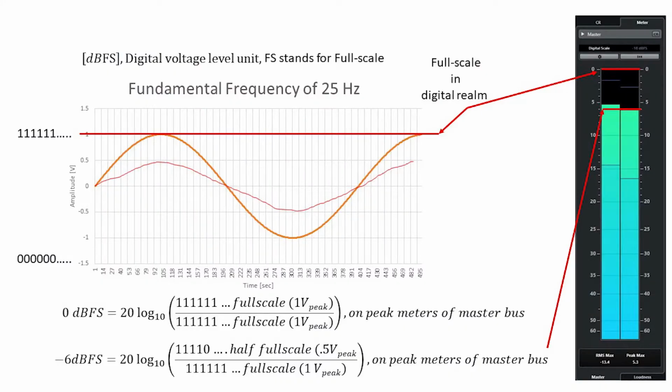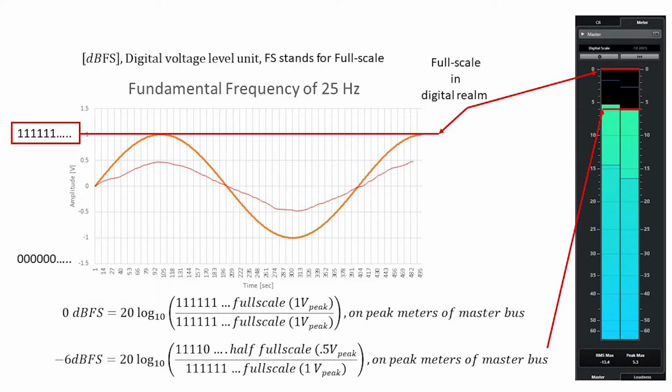So basically, dBFS, where FS stands for full scale. The full scale value is the full scale digital bit word that you can represent, such as 1, 1, 1, 1, 1, 1, 1 here in this graph. So 0 dBFS would basically be 20 log base 10 of whatever that full scale digital bit word is over the reference, which is the full scale digital bit word.